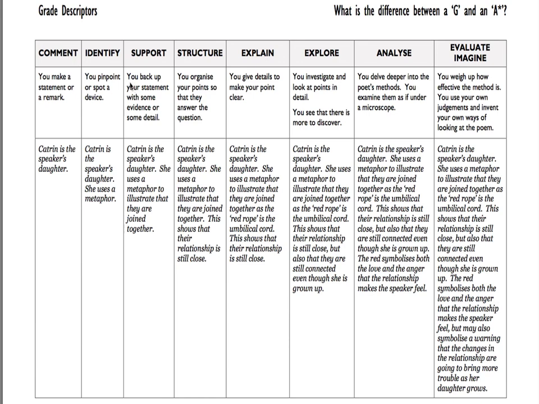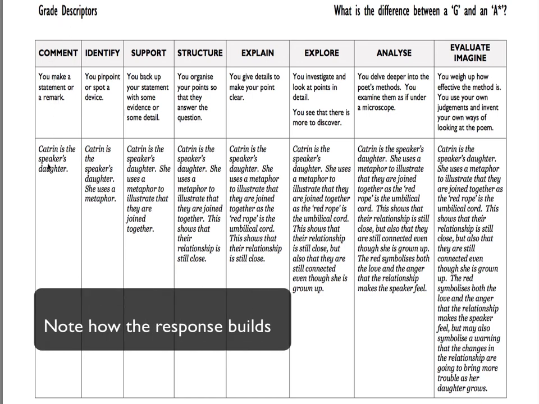So basically here, the simple part, comment, you make a simple statement. Catherine is the speaker's daughter in this poem. Identify it. Catherine is the speaker's daughter. She uses a metaphor, so there we're still up to about a high E, low D. Catherine is the speaker's daughter. She uses a metaphor to illustrate that they are joined together. This shows that their relationship is still close. The red rope is the umbilical cord.